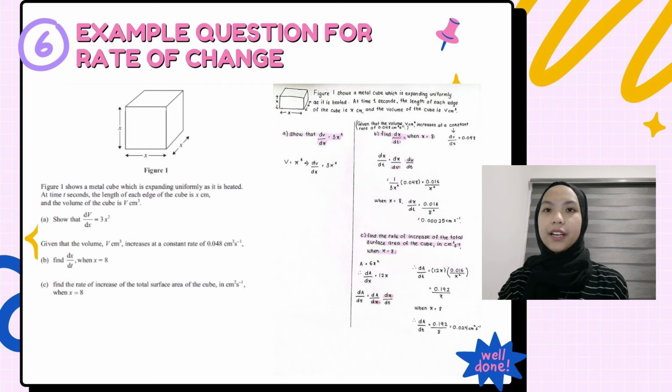The total surface area is A equals 6x squared, because the surface of the cube has 6 faces. So dA/dx, if we differentiate A with respect to x, is going to be 12x. Next, we substitute values: dA/dt must be equal to dA/dx, which is 12x, multiplied by dx/dt. In general, for any value of x, that is 0.016 divided by x squared in a bracket, and if you calculate it, the answer will be 0.192 over x. The question also asks to find it when x equals 8, so dA/dt equals 0.192 divided by 8. The answer will be 0.024 square centimeters per second.